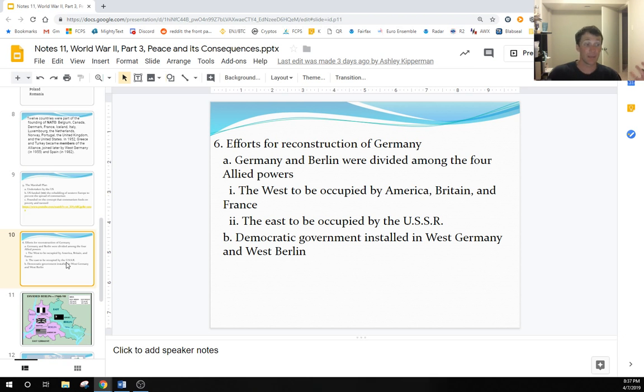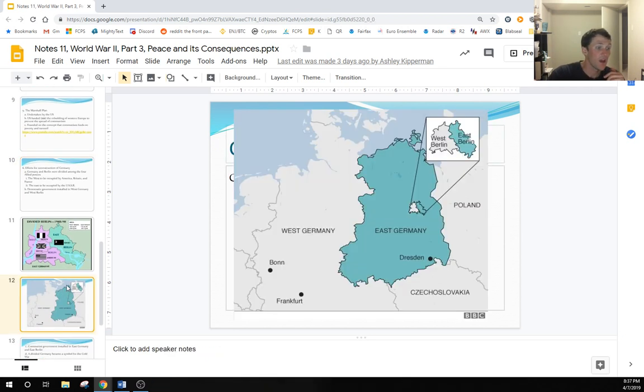Western Germany is going to be democratic, right? Eastern Germany is not going to be. It's going to be occupied by the Soviet Union, right? There's a great movie called Bridge of Spies with Tom Hanks that does a really good job showing some of the differences between West and East Berlin and Eastern Germany and such, right?